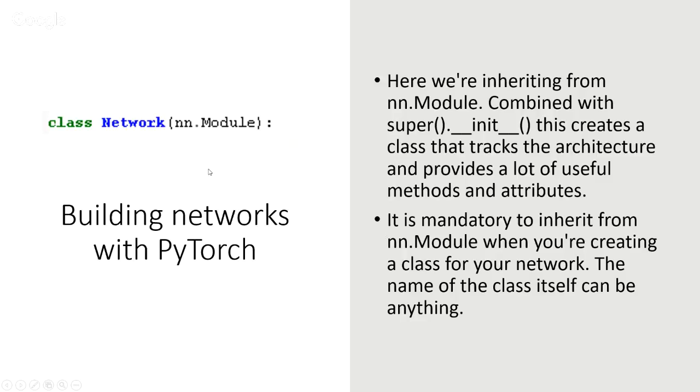So class Network, which takes in nn.Module. Here we're inheriting from nn.Module combined with super().__init__. This creates a class that tracks the architecture and provides a lot of useful methods and attributes. It is mandatory to inherit from nn.Module when you are creating a class for your network. The name of the class itself can be anything.